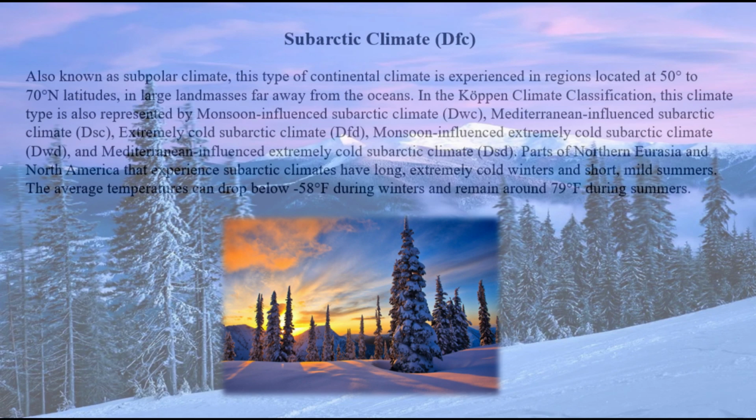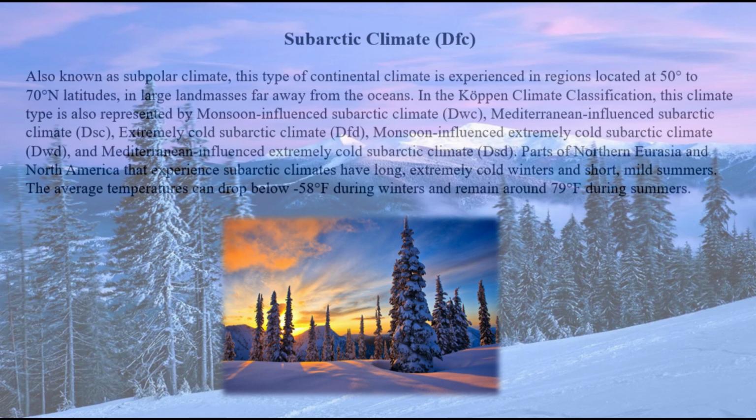Subarctic climate, DFC. Also known as subpolar climate, this type of continental climate is experienced in regions located at 50 degrees to 70 degrees north latitudes, in large landmasses far away from the oceans. In the Köppen climate classification, this climate type is also represented by monsoon-influenced subarctic climate, DWC, Mediterranean-influenced subarctic climate, DSC, extremely cold subarctic climate, DFD, monsoon-influenced extremely cold subarctic climate, DWD, and Mediterranean-influenced extremely cold subarctic climate, DSD.